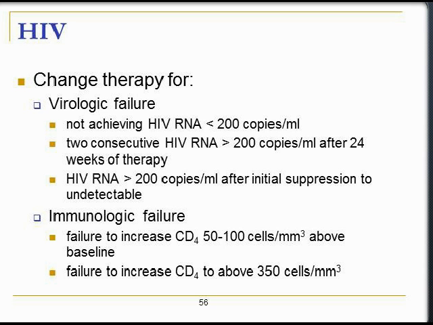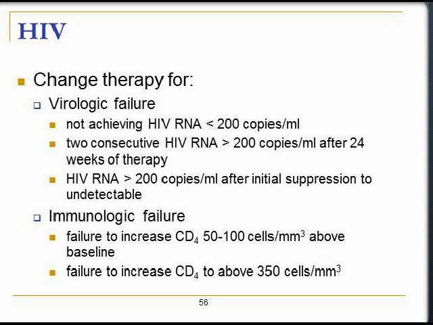If you have 2 consecutive viral loads that are more than 200 copies after 24 weeks of therapy, in other words, you've been on 6 months of therapy, and now you're getting a detectable viral load twice. So you might get 1 detectable viral load, but it should go back to undetectable. But if you get 2 of those, then you need to change therapy. Or if you've initially gone to undetectable and then you get 1 greater than 200.